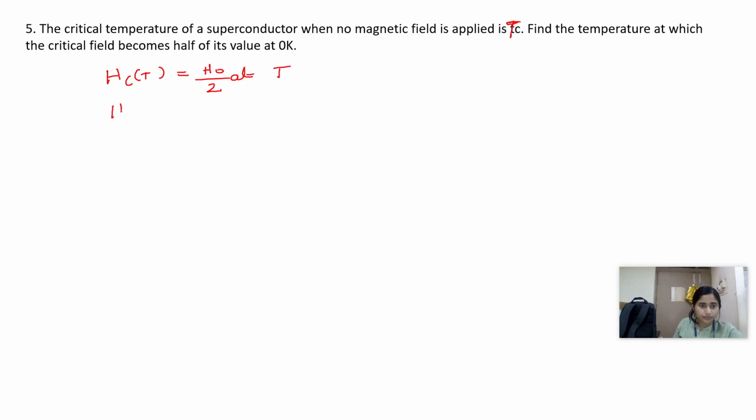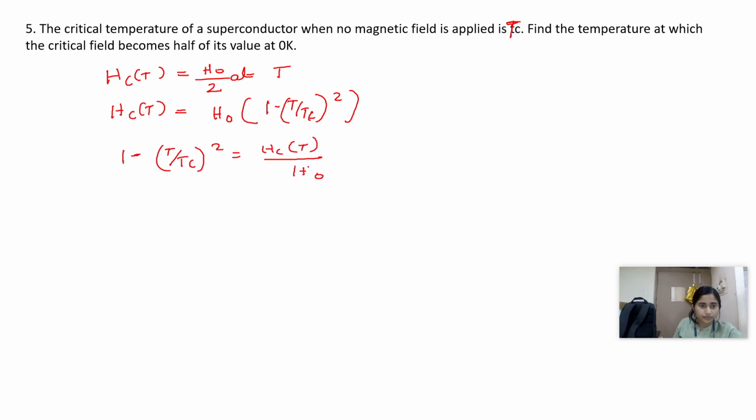Okay, now Hc of t will be, we know the formula, H0 times 1 minus T divided by Tc whole square, right? So now here we can write 1 minus T divided by Tc whole square will be Hc of T divided by H0. Okay, so T divided by Tc whole square will be 1 minus Hc of T divided by H0.